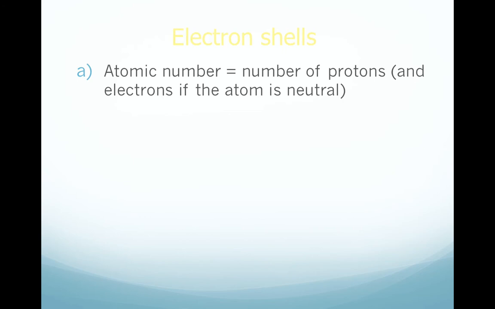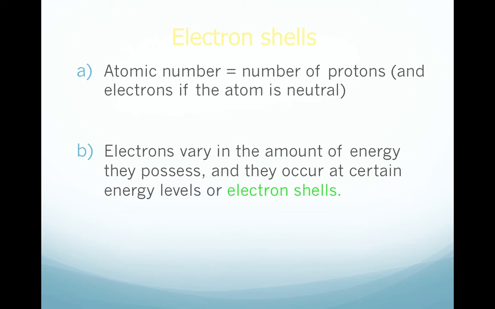Quick reminder, the atomic number of an element is the number of protons contained in that particular atom. And electrons vary in the amount of energy they possess, and they occur at certain energy levels, or what we call electron shells. These shells can contain a very specific number of electrons, and those shells determine the characteristics that the atom has with other atoms.